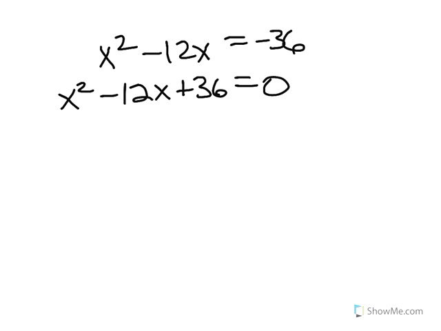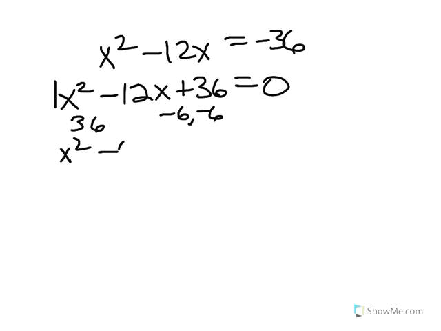Now at this moment you could recognize this left side. We've seen that pattern many times before. It's actually a perfect square. If you didn't recognize it, that's okay. Quickly take a times c. 1 times 36 is 36. What factors of 36 have a sum of negative 12? The pairing we're looking for is negative 6 and negative 6.